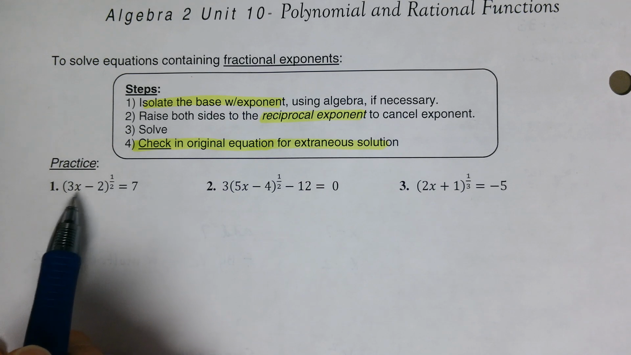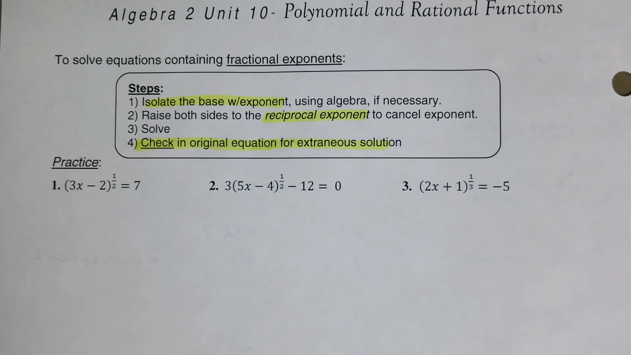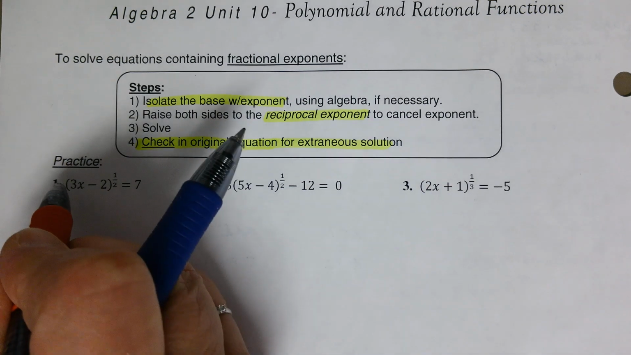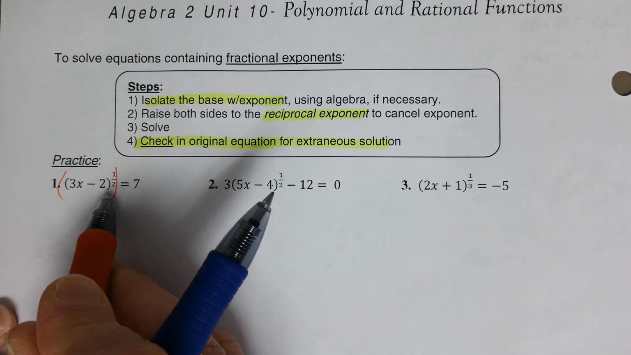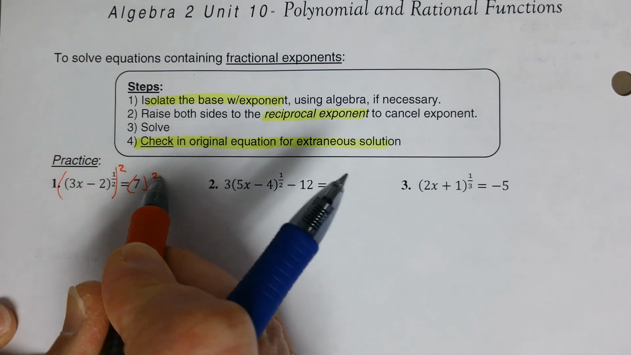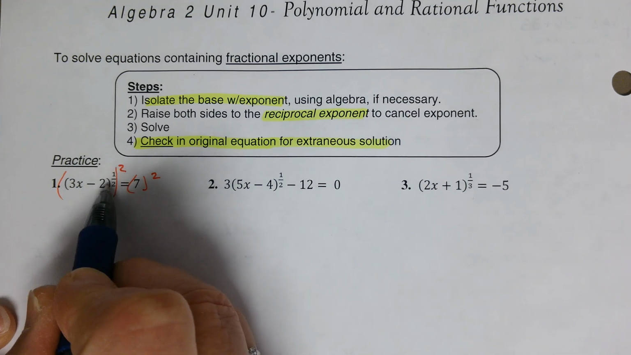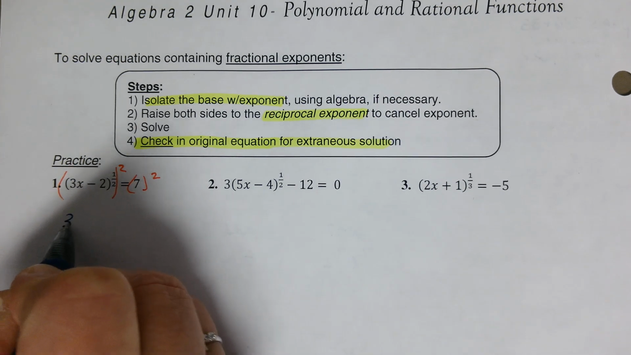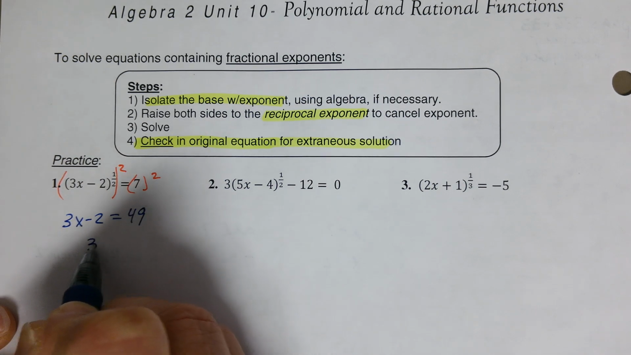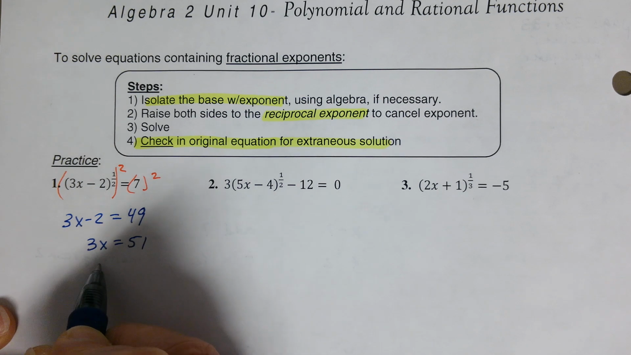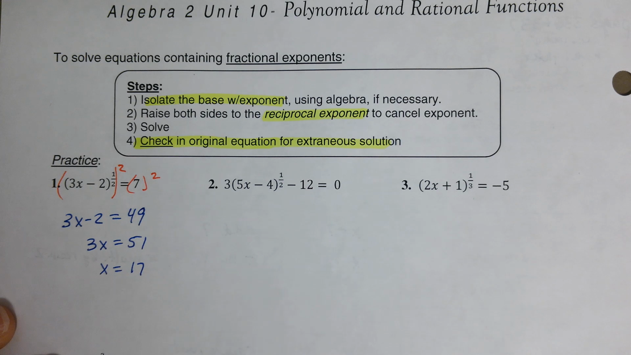Well, in number 1, we have 3x minus 2 raised to the 1/2. It's on the left-hand side all by itself, so we are going to raise each side to the reciprocal of 1/2, which is 2. That takes away the exponent on the outside here and leaves us with 3x minus 2 equals 49. Add 2 to both sides, 3x equals 51. Divide by 3, x equals 17.